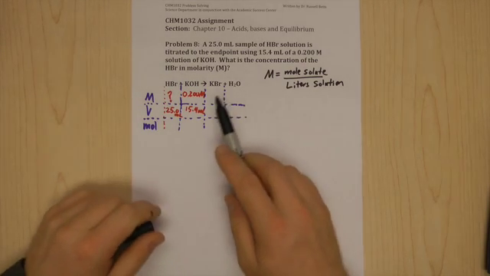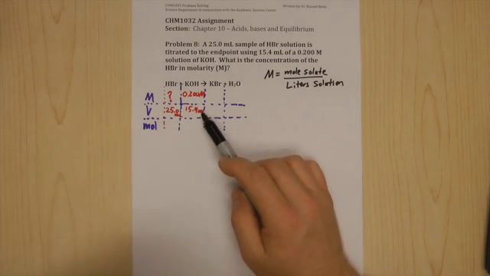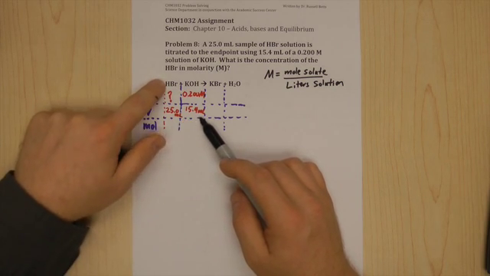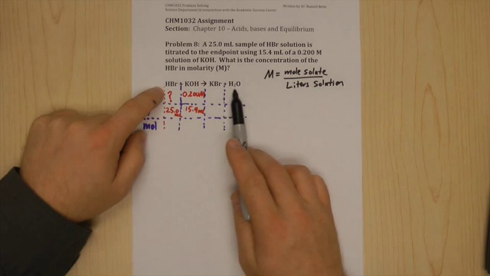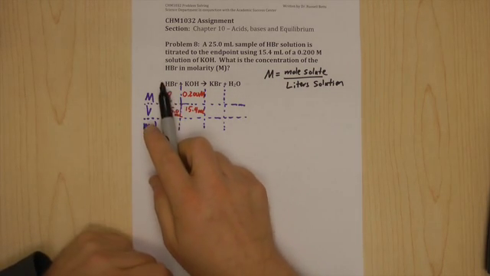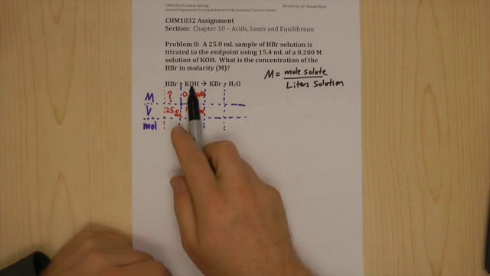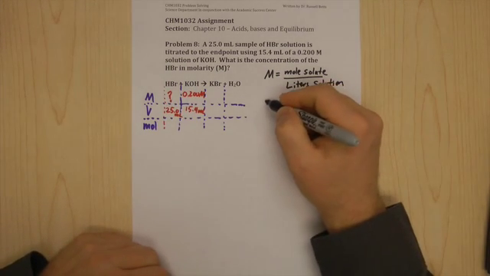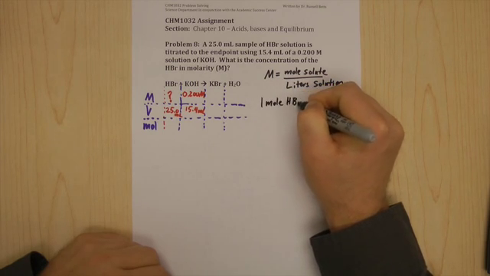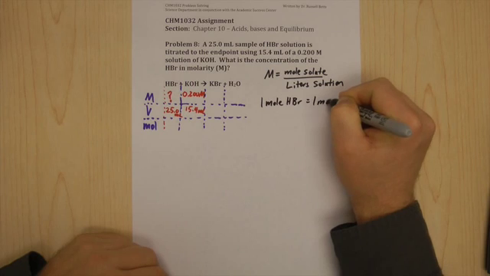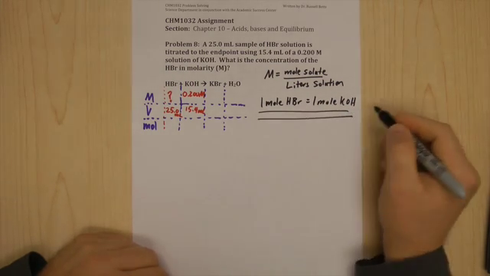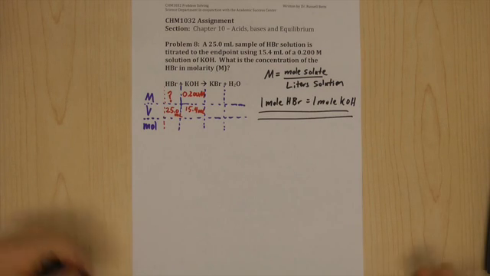But we do know the concentration of KOH and the volume required to neutralize this solution. And we have a balanced equation. So let's look at the balanced equation real quick. We know that 1 mole of HBr equals 1 mole of KOH. So let's write that down. 1 mole. So this is an equality.